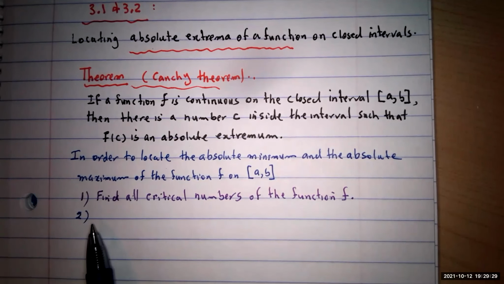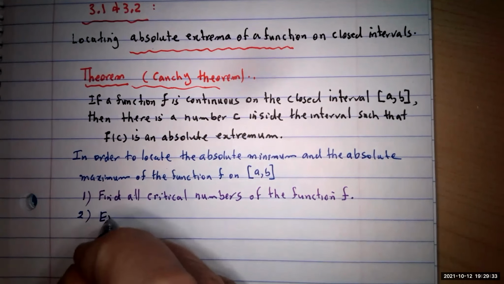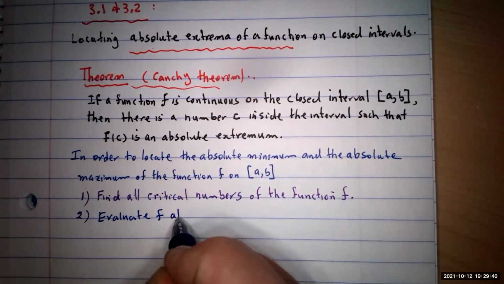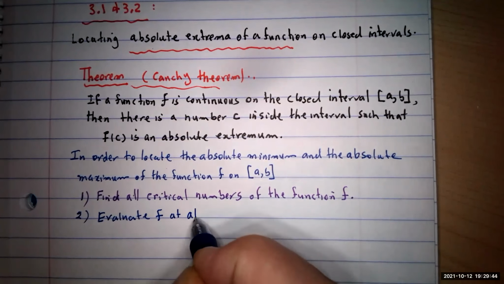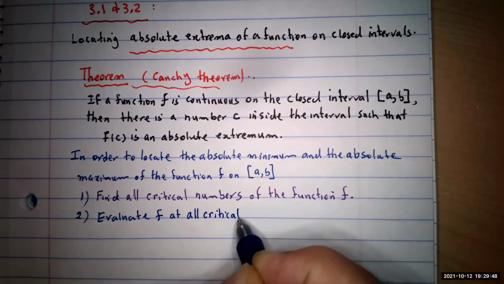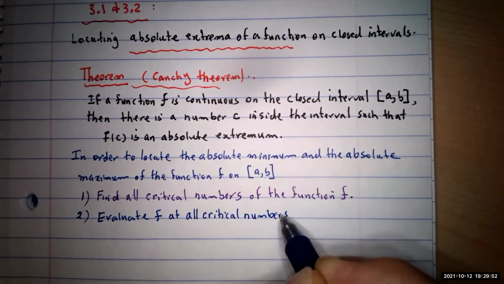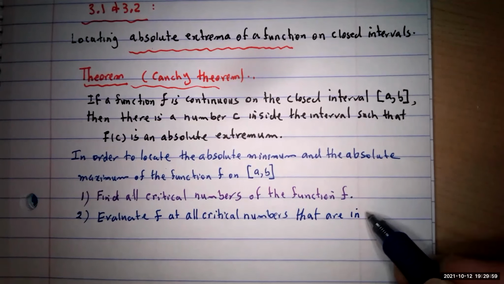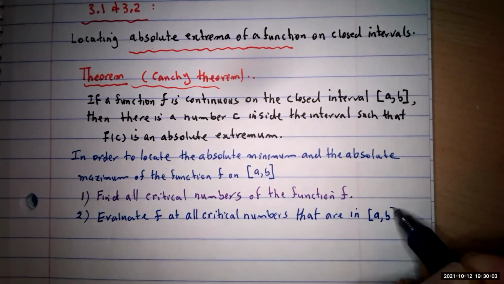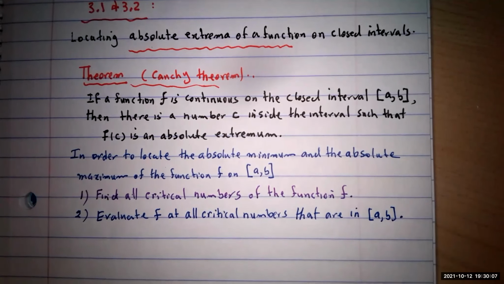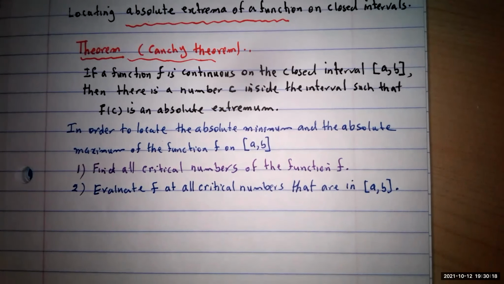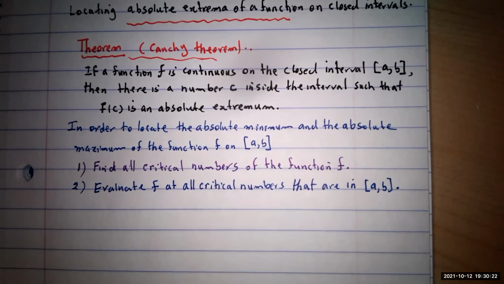So what you're going to do in step two, you are going to evaluate the function f at those critical numbers that are inside this interval. If they are not, ignore it. And this is where you probably are going to make a mistake. Because if you don't reject the one that's not inside, and then you find the value of the function, you just keep going, and you may declare it to be a max or a min, which is not true. It must be in the domain of the function. Okay, that's step two.